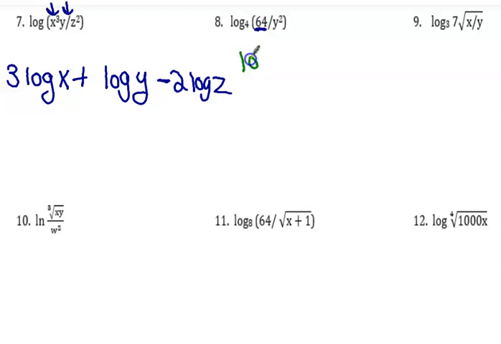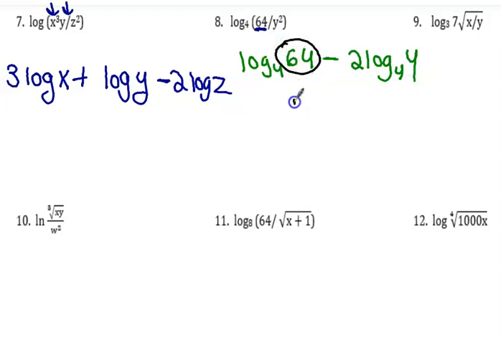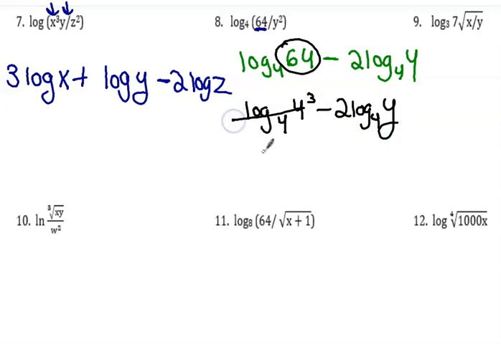So again, I have log base 4 of 64 minus 2 log base 4 of y, okay? So what can I do with this 64? Well, 64 is actually 4 cubed. So what happens is log base 4 cancels out because these are the same, and I have a 3 left over, okay? So I have 3 left and then I have 2 log base 4 of y.